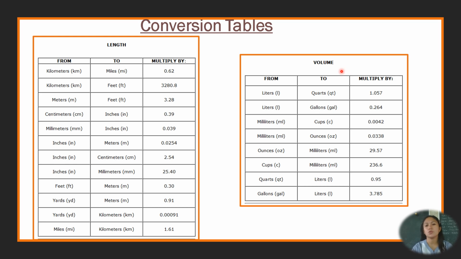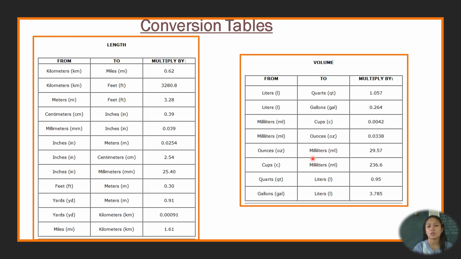Let's proceed to volume or capacity. 1 liter is just equal to 1.057 quarts. 1 liter is equal to 0.264 gallons. 1 milliliter is just equal to 0.0042 cups. 1 ml is just equal to 0.0338 ounces.